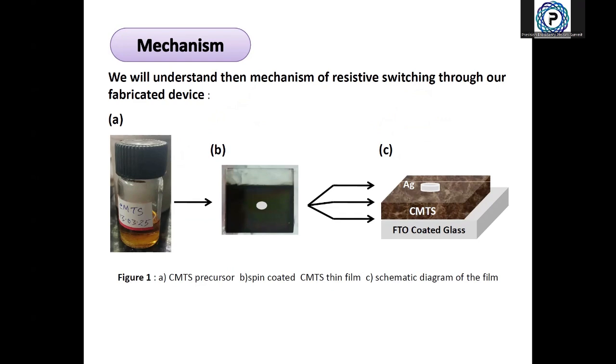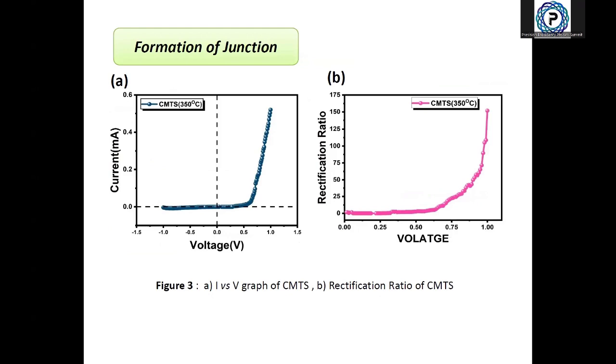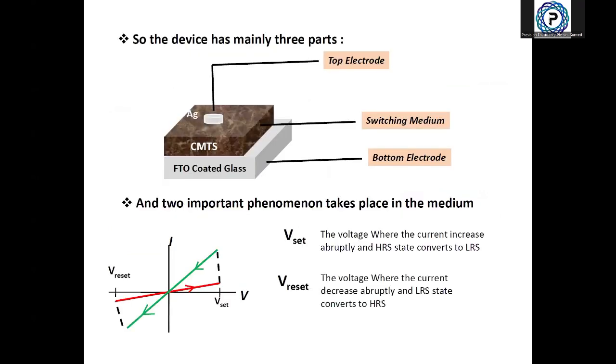This is the XRD pattern that confirms that we are actually dealing with the kesterite phase, or CMTS. We also studied the properties of the junction, and it gives a very good Schottky junction, and the rectification ratio is also very good. Let's come back to the device and study the device.